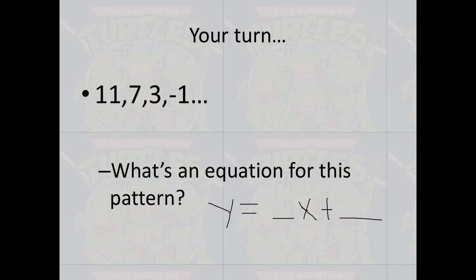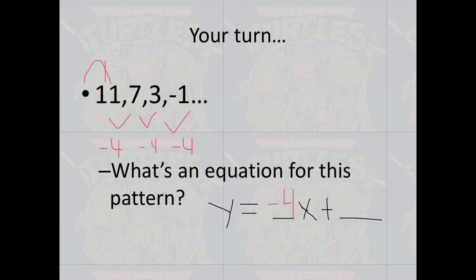Now it's time to find a pattern. So what's the common difference here? What are we doing each time? Well, looks like 11 to 7, we are subtracting 4, and that pattern continues. So that is our slope. To come up with the y-intercept, again, we just go back 1.